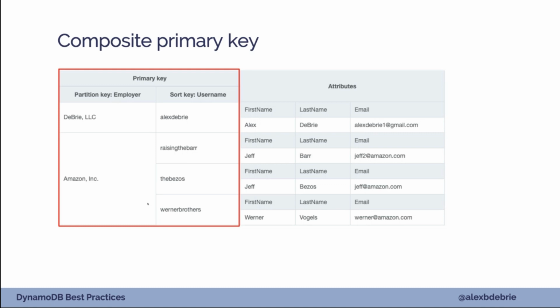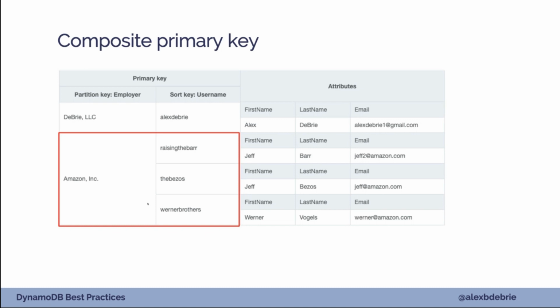So let's take a look at that here. Maybe now, each of our individual people, they work for a particular employer, right? So now our primary key has two elements. We're using that composite primary key. The first element, that partition key, is going to be employer, and the second element, that sort key, is going to be the username that we were using before. So you can see here, Alex DeBrie works for DeBrie LLC, and those other Amazon folks all work for Amazon Inc.